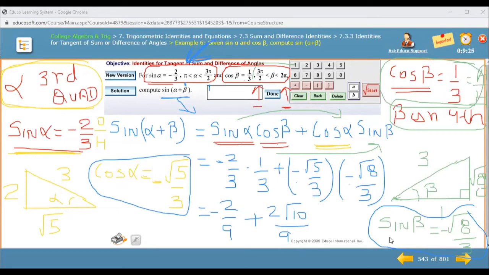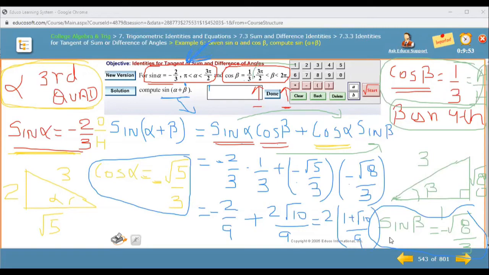You can just leave this answer like this, or you can factor out that 2 and make it 1 plus radical 10 over 9. So the answer would be negative 2 over 9 plus 2 radical 10 over 9? Yes, it can be like this, or sometimes they factor out this 2 and make it 1 plus radical 10 over 9.